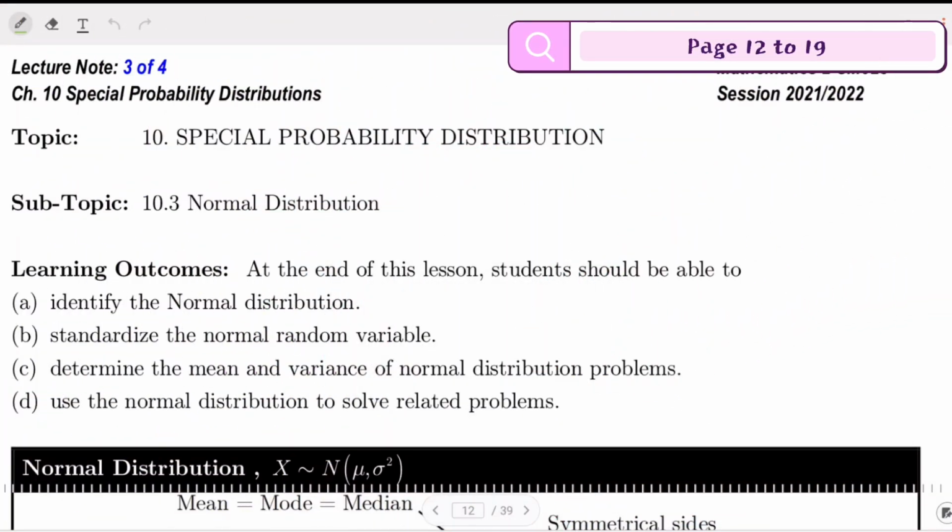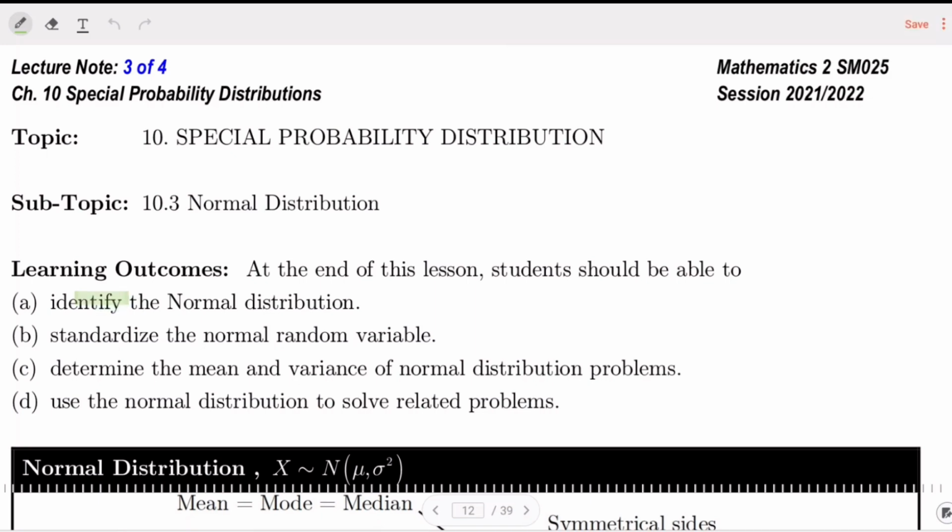Subtopic 10.3, Normal Distribution. Learning outcomes. At the end of this lesson, students should be able to identify the normal distribution, standardize the normal random variable, determine the mean and variance of the normal distribution problems, and also use the normal distribution to solve related problems.